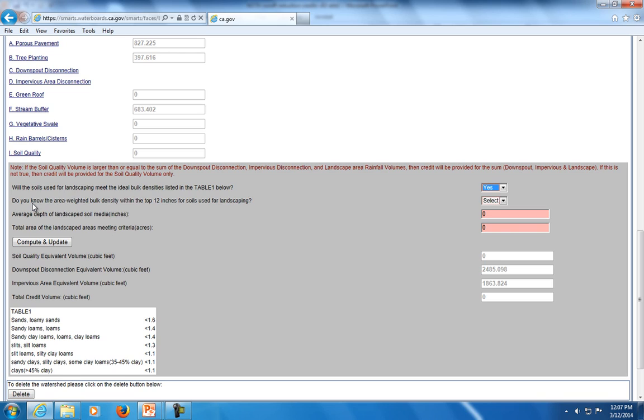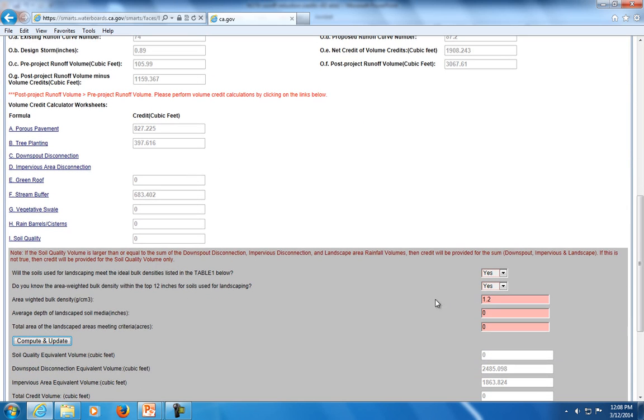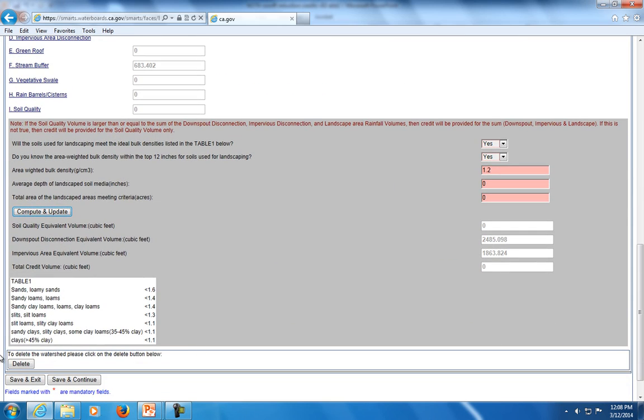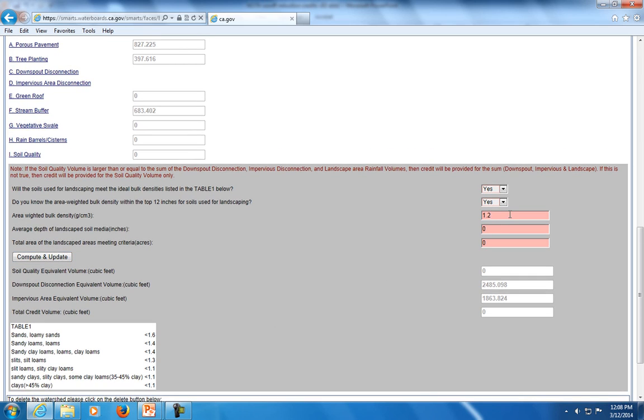And then it's going to say, okay, do you know the area weighted bulk density within the top 12 inches for soil used for landscaping? We'll say yes for that. And then it's going to give you another question to answer, area weighted bulk density. Let's just say we're dealing with silts and silt loams, so we're 1.3. Looks like 1.2 is there before. I'm going to go in there and basically change that. Again, the red boxes are the input boxes.